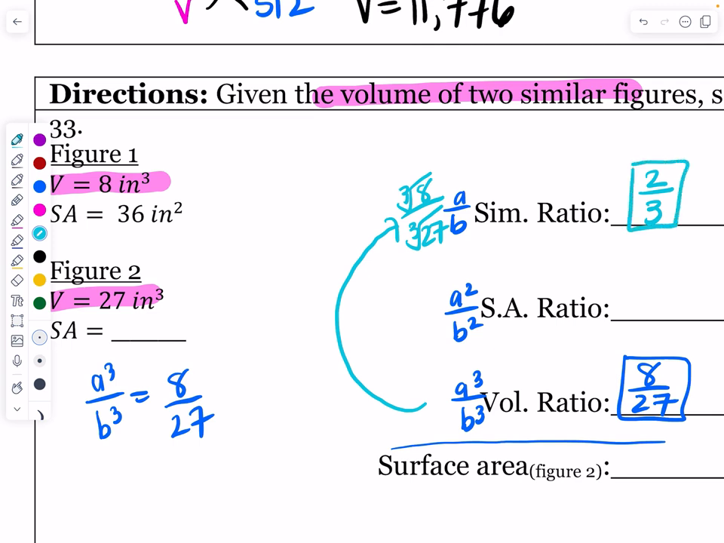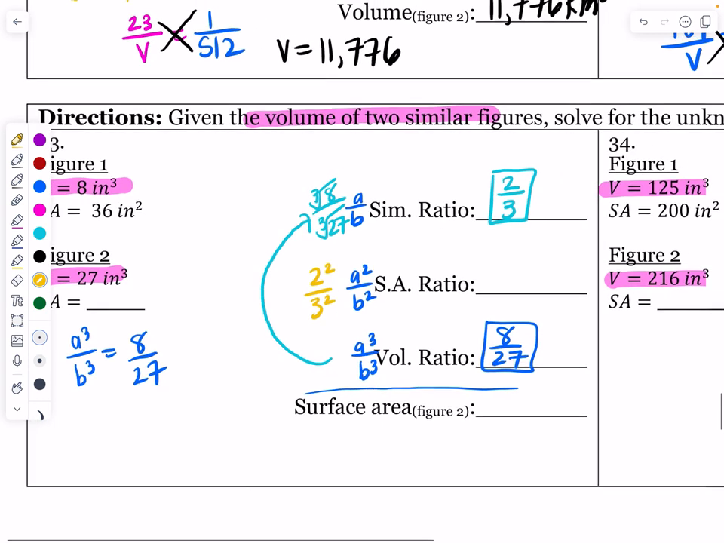There's A, there's B. How do I use that to find my surface area ratio? Well, I'm just going to take 2 and square it. I'm going to take 3 and square it, because we want to square both of those. So what is my surface area ratio going to be? 4 over 9. And then it gives me the surface area of the smaller shape, and it wants to find the surface area of the larger shape. So I'm going to put an X there.